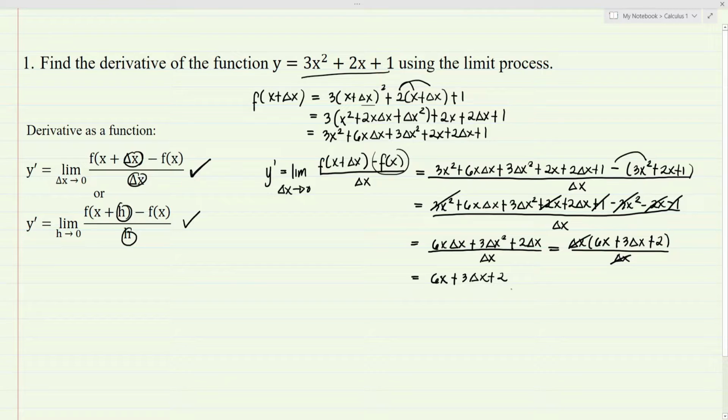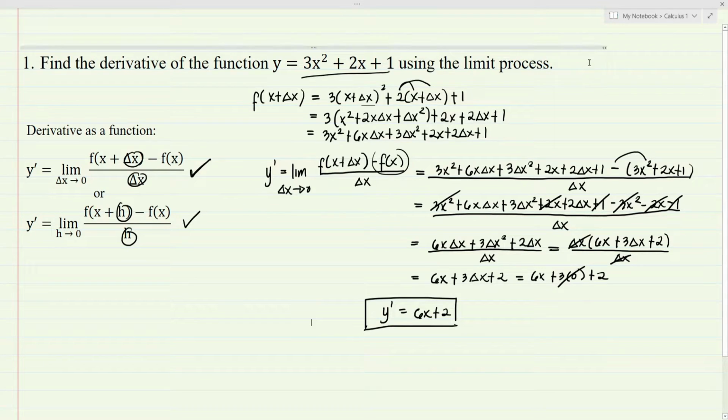And the final step here is to solve for its limit as delta x approaches 0. And to do that, just replace delta x with 0. I would have here 6x plus 3 times 0 plus 2. So this one would be 0. Therefore, its derivative would be equal to 6x plus 2. Let's proceed with problem number 2.